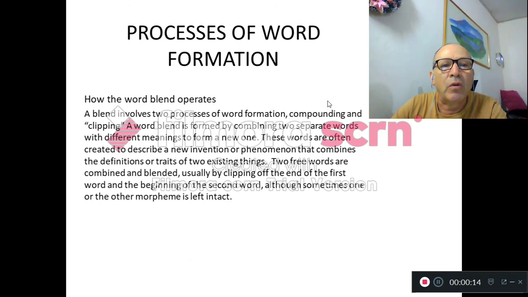The first slide is talking about how word blends operate. A blend involves two processes of word formation, compounding and clipping. A word blend is formed by combining two separate words with different meanings to form a new one. These words are often created to describe a new invention or phenomenon that combines the definition or traits of two existing things. Two free words are combined and blended, usually by clipping off the end of the first word and the beginning of the second word.